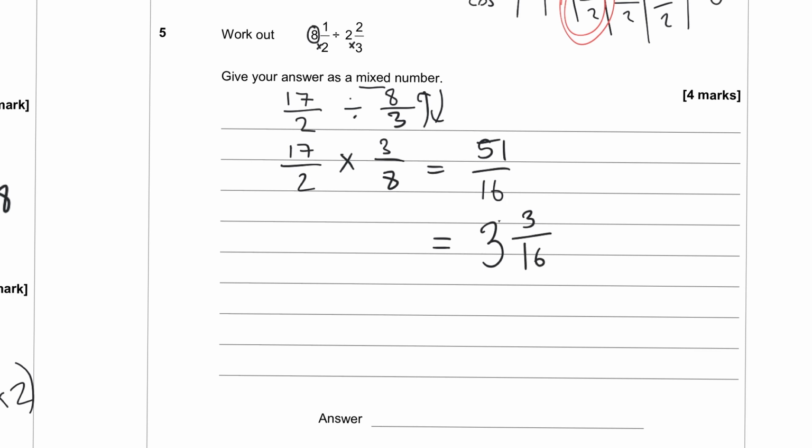And then if you want to double check that your answer is right, what you can do is times the big number by the denominator and add the top. Yeah. So I hope that helps. So that would literally be your final answer.